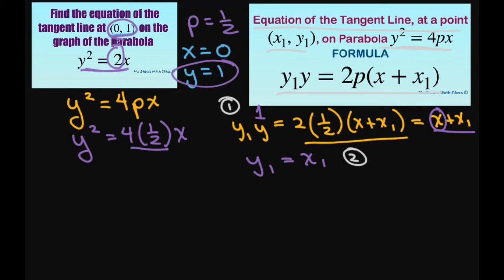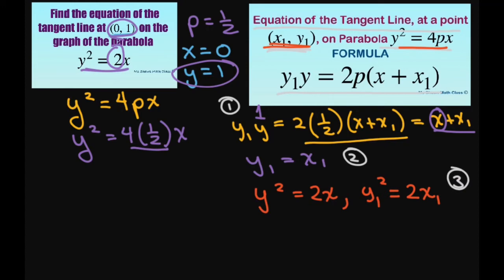From there, this also lies on the graph, so to use our formula, if this lies on the graph, we're going to have y squared equals 2x. So that means we're going to have y sub 1 squared equals 2x sub 1. We'll call this equation 3.